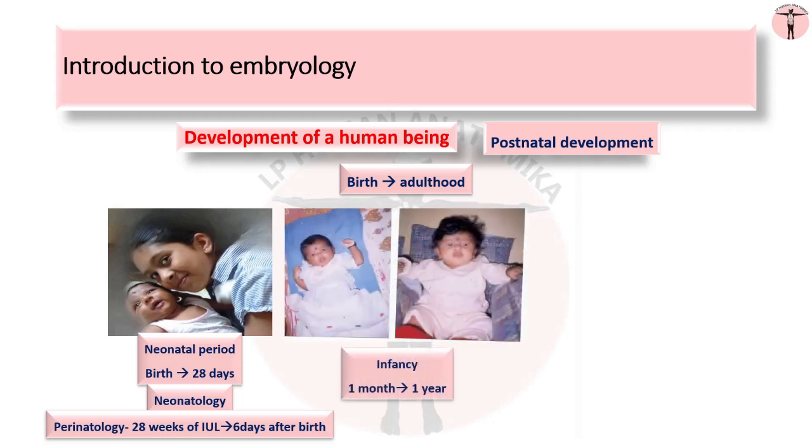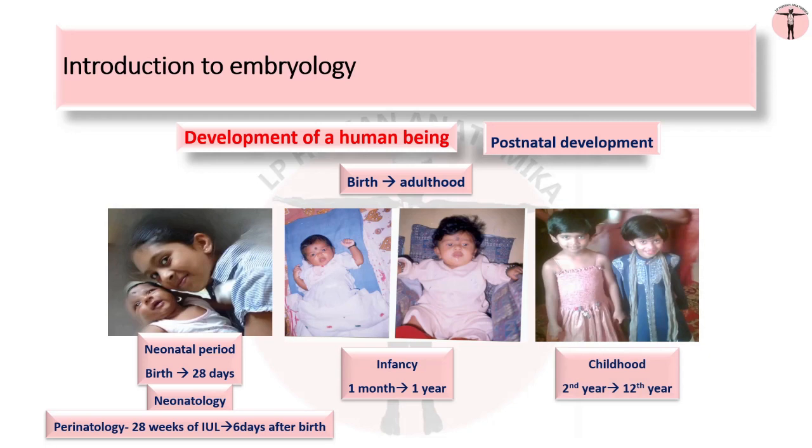Infancy, it extends from 1 month to 1 year, and the newborn during this period is called infant. Childhood, it extends from 2nd year to 12th year of age, and an individual is called a child. It is the period of rapid growth and development. This age is also called pediatric age. We all know that the medical branch that deals with the infants and children is called pediatrics, and the specialist who treats them is called pediatrician.